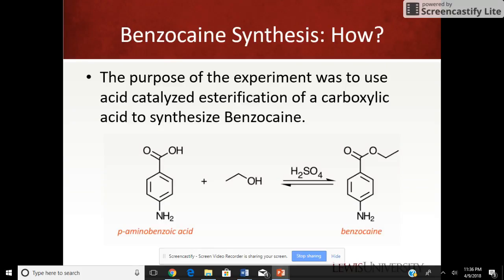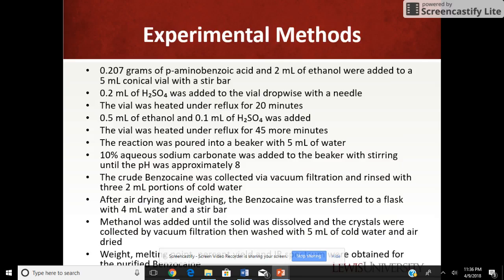So, more specifically about the benzocaine synthesis, you can see that p-aminobenzoic acid reacts with the primary alcohol via an acid catalyst, in this case sulfuric acid, to form benzocaine. And therefore, the overall purpose of this experiment was to use acid catalyzed esterification to synthesize benzocaine.